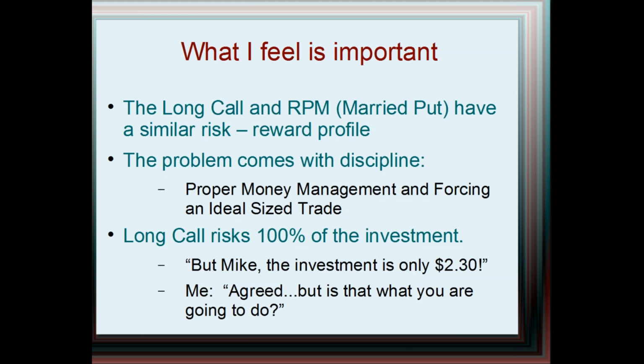But the problem comes with the discipline. Anytime you use leverage to get into a trade, you run the risk of over-trading. You don't force yourself into an ideal size trade. Remember, if you paid $2.30 for the long call, you're risking 100% of what you invested in the trade. Okay, but again, the investment was only $2.30. It was 3 cents less than the risk on the married put. But as a long call trader, is that what you would do?